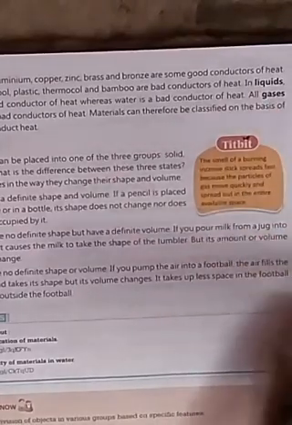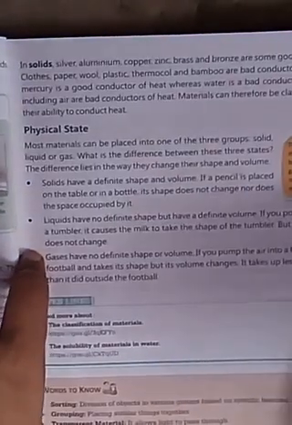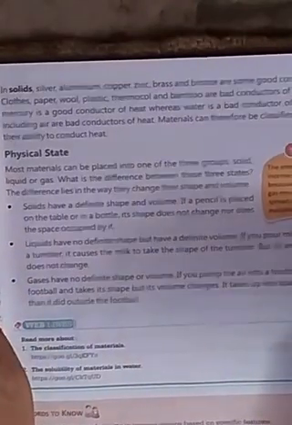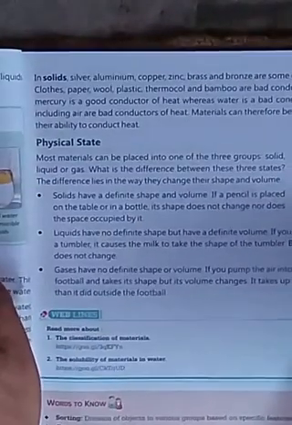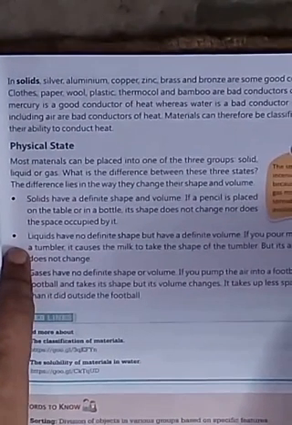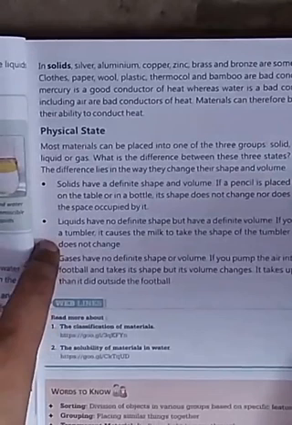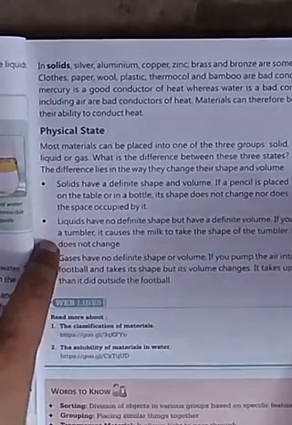In liquids, mercury is a good conductor of heat, whereas water is a bad conductor of heat. All gases, including air, are bad conductors of heat. Materials can therefore be classified on the basis of their ability to conduct heat.